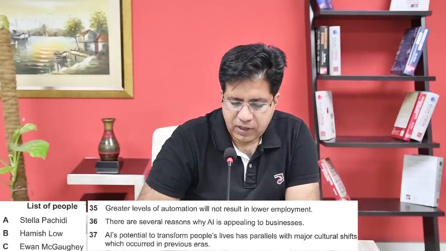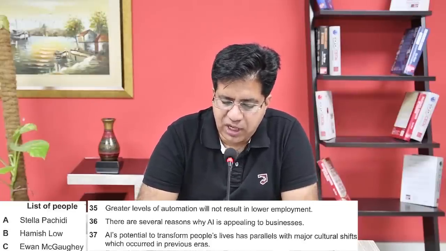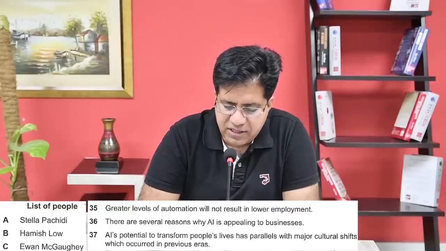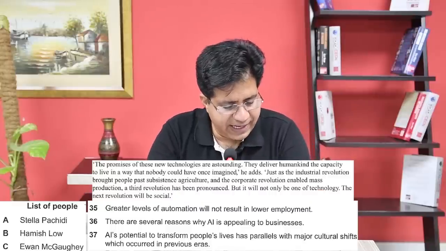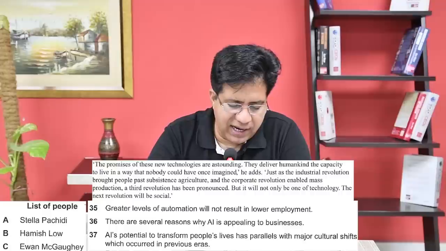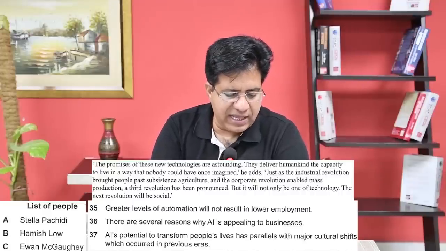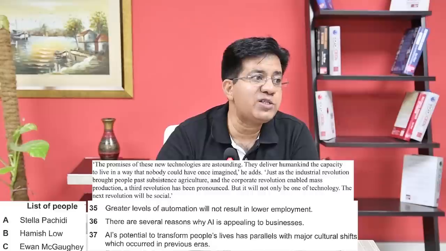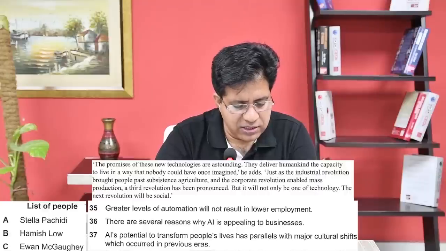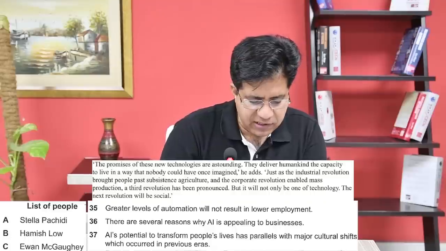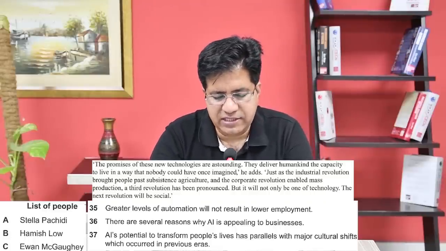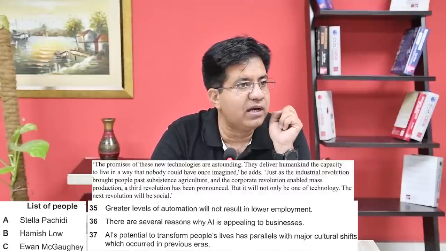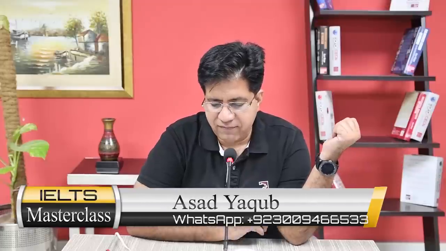Now what are we left with? Let's read question number 37. AI's potential to transform people's lives has parallels with major cultural shifts which occurred in previous eras. Let's go on. We've got the last paragraph. The promises of these new technologies are astounding. They deliver humankind the capacity to live in a way that nobody could have once imagined, he adds. Just as the Industrial Revolution brought people past subsistence agriculture and the corporate revolution enabled mass production, a third revolution has been pronounced. So 37, AI's potential to transform people's lives has parallels with major cultural shifts which occurred in previous eras. What occurred in previous eras? Industrial Revolution. For 37, the answer is C.